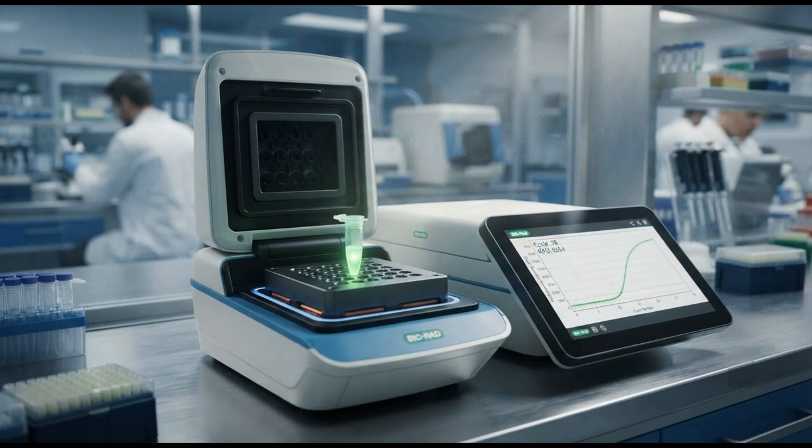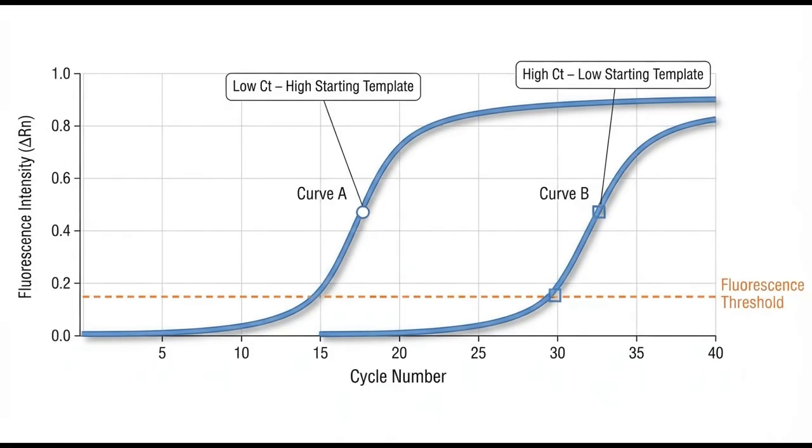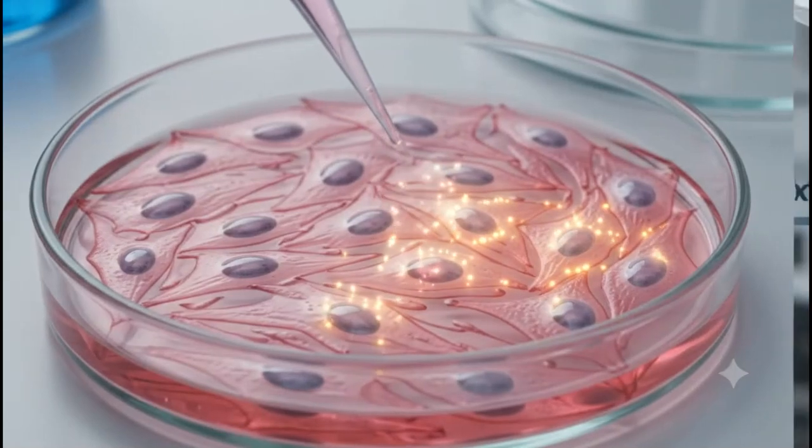Instead of waiting until the reaction is finished, the instrument measures fluorescence during every amplification cycle. As the amount of DNA increases, fluorescence also increases. The instrument continuously records that signal and generates an amplification curve. From that curve, it calculates a value called the CT, or cycle threshold. The lower the CT value, the more starting template was present in your sample. This is why qPCR is the gold standard for measuring gene expression.